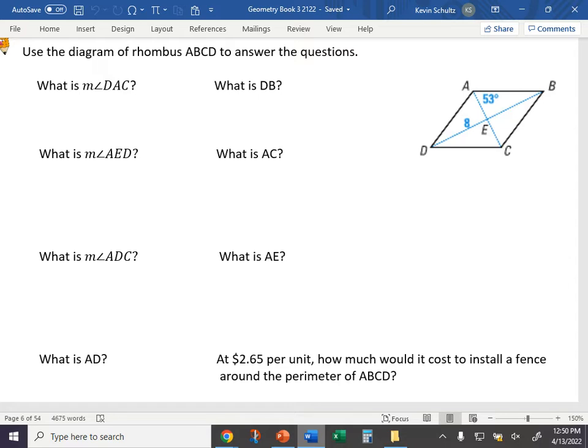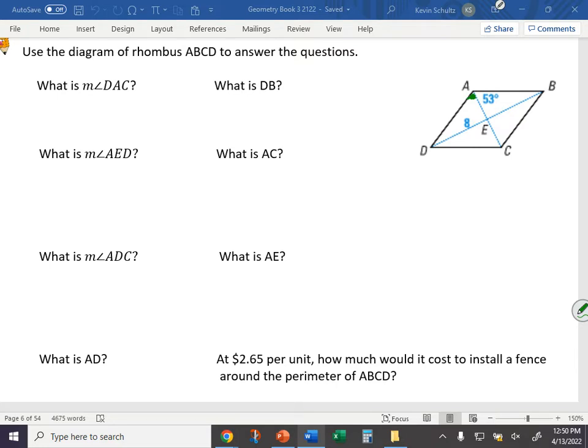Okay. So, like we talked about, all 8 of those characteristics from above are going to help you answer these questions here. So, when I ask you for the measure of angle DAC, okay, DAC is this angle right here. What's that going to be? Who's able to figure out and then explain how you know?